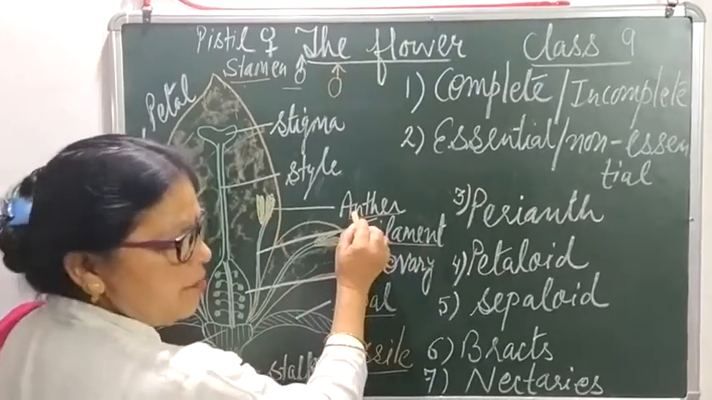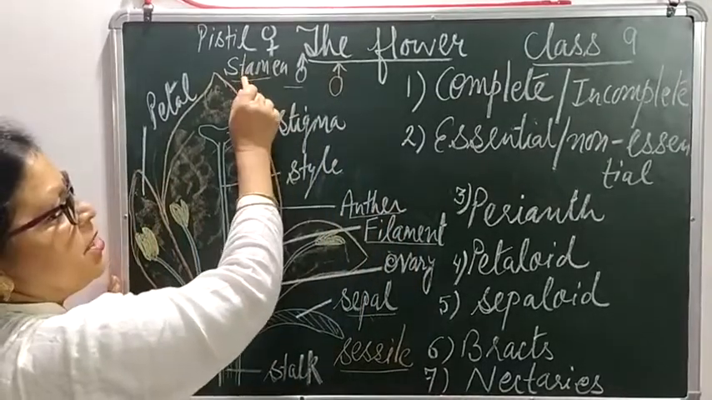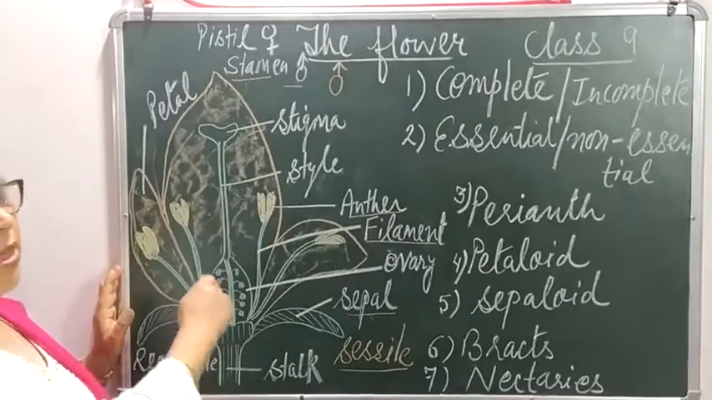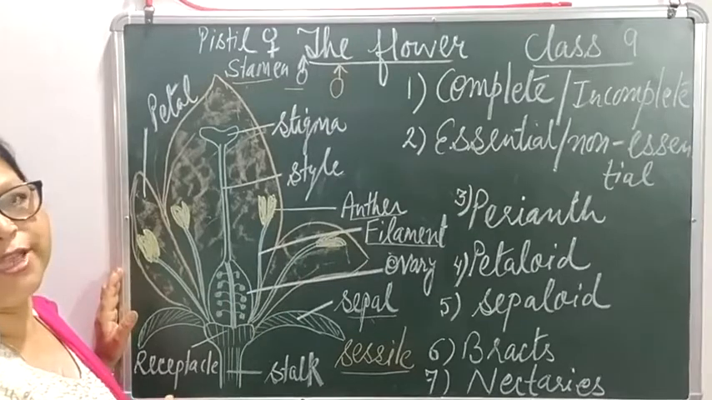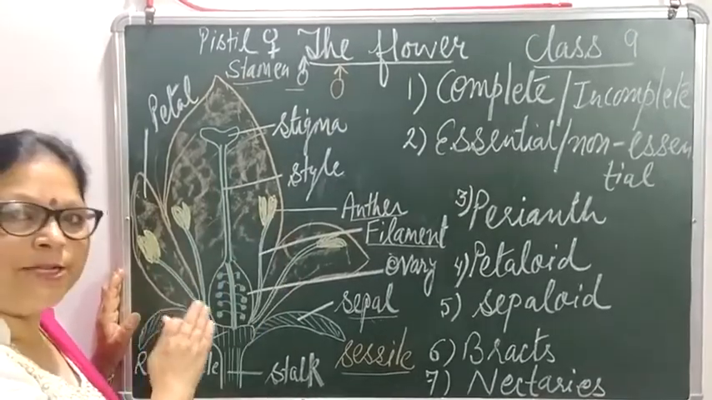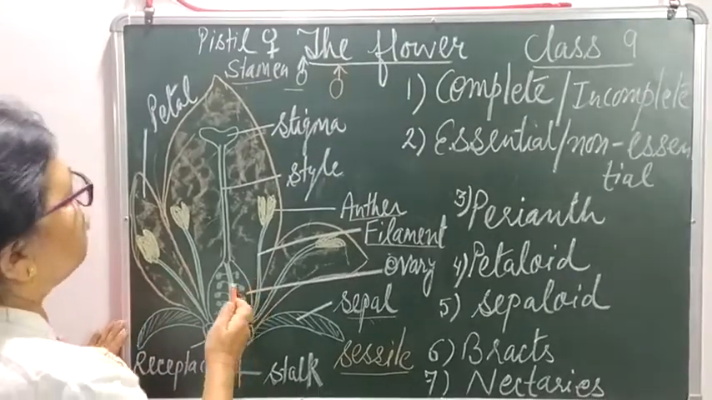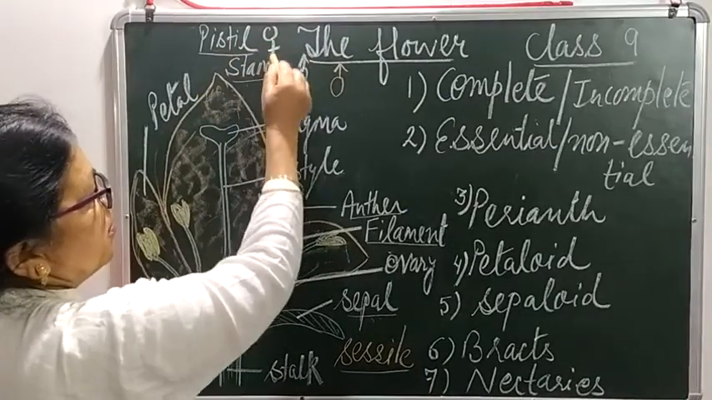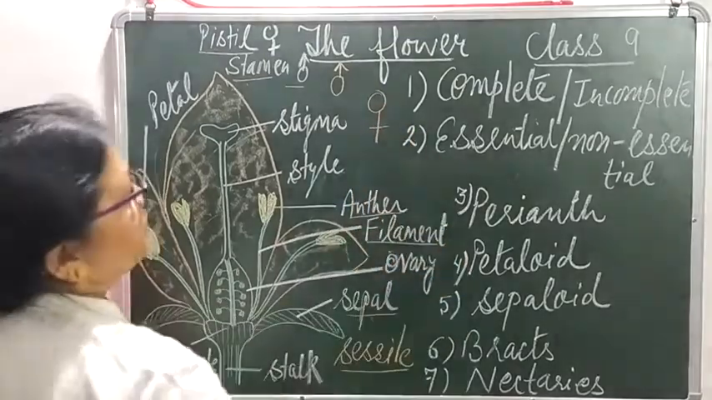Now this anther and filament both together are part of the stamen, and the stamen is the male part. All these stamens together collectively form the third whorl, which is known as the androecium. So the third whorl is androecium, that is the male part. And now the centrally located fourth part is the pistil. This pistil is the female part, and this is the symbol of the female part.